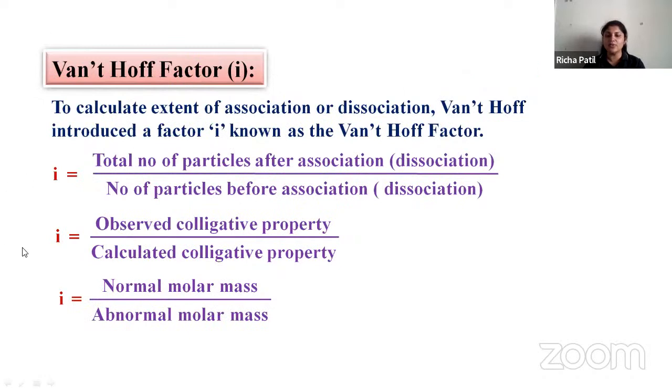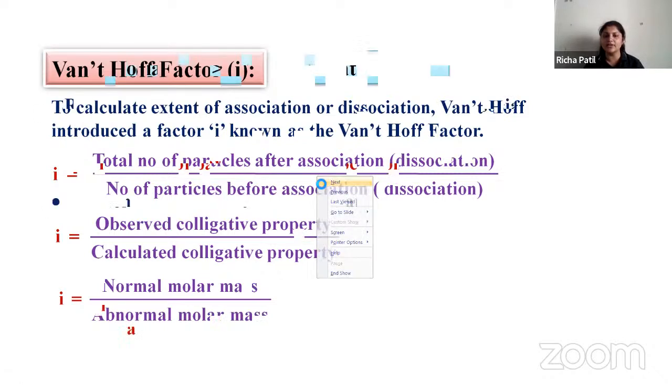Van 't Hoff factor. What is the Van 't Hoff factor? To calculate the extent of association or dissociation, we introduce a factor i, known as the Van 't Hoff factor. So i equals the total number of particles after association divided by the number of particles before association. i is also given as observed colligative property divided by calculated colligative property. So i equals normal molar mass divided by abnormal molar mass. These are the different definitions.